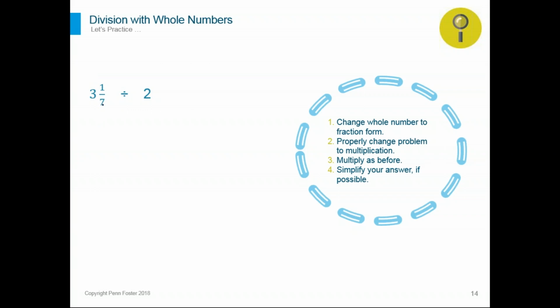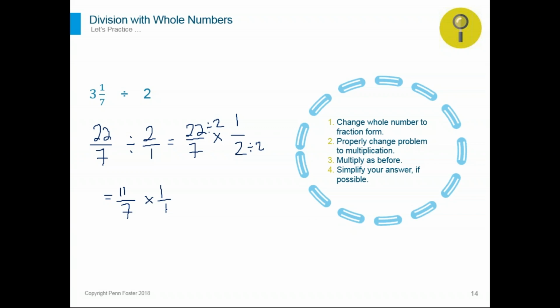So we're going to do 3 times 7 is 21 plus 1 is 22 over 7 divided by 2 over 1. Now we change the question to a multiplication question. 22 over 7 will stay as is, times 1 over 2. Look at a factor to eliminate. Divide over 2 and divide over 2. And that will be 11 over 7 times 1 over 1.